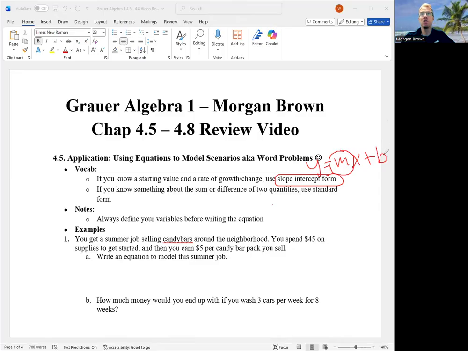And then also, does it give me some kind of starting value? Does it tell me how much I spent or what I start off with? If you know those two things, then you're going to use slope-intercept form.